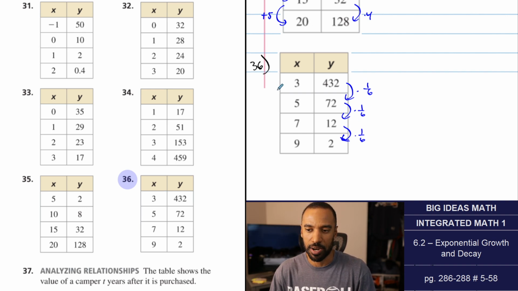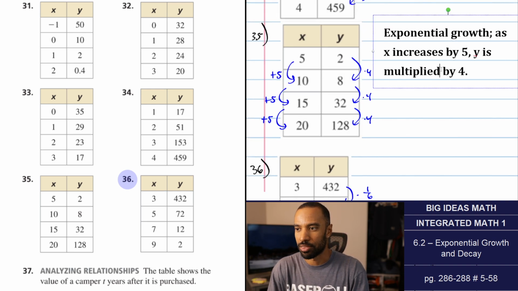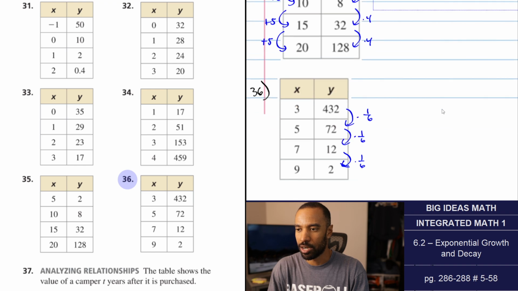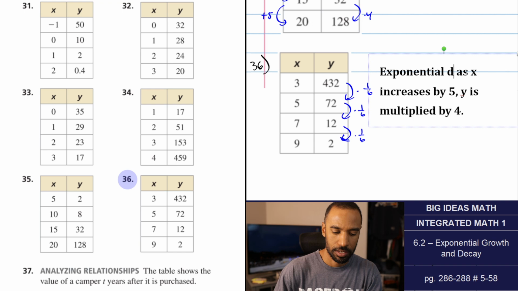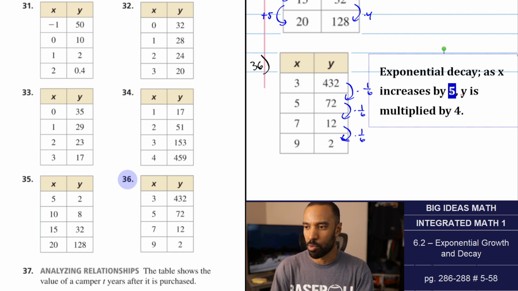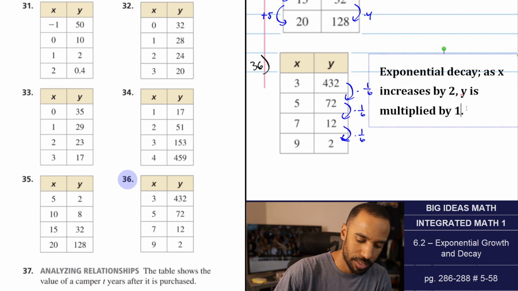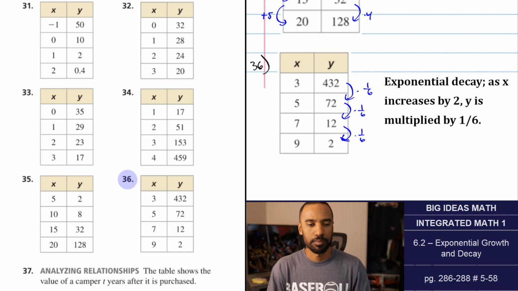So it does make it exponential decay, despite the fact that x is increasing by 2. That still works out that way. So I'm going to say here, exponential decay. As x increases by 2, y is multiplied by 1/6. Probably was faster to type, but that's okay. All right, those are those 6.